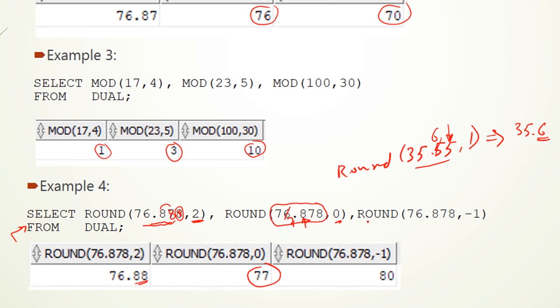Here in the last example, round 76.878, -1 means round the units place, which in this case is 6. 6 is greater than or equal to 5, so the tens place will be 8. Because this is the tens place, it will be 80, not 8. So the output here will be 80.